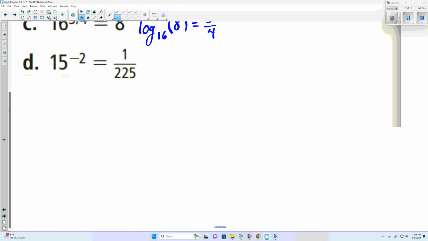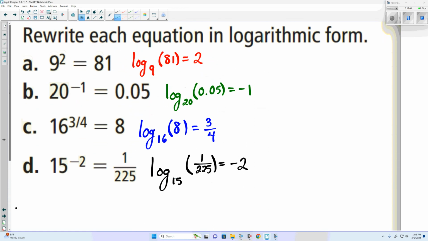You want to go? Jackson. Log base 15 of 1/200, and it equals -2. Yes. Log base 15 of 100 over 225 equals -2. And that's it.